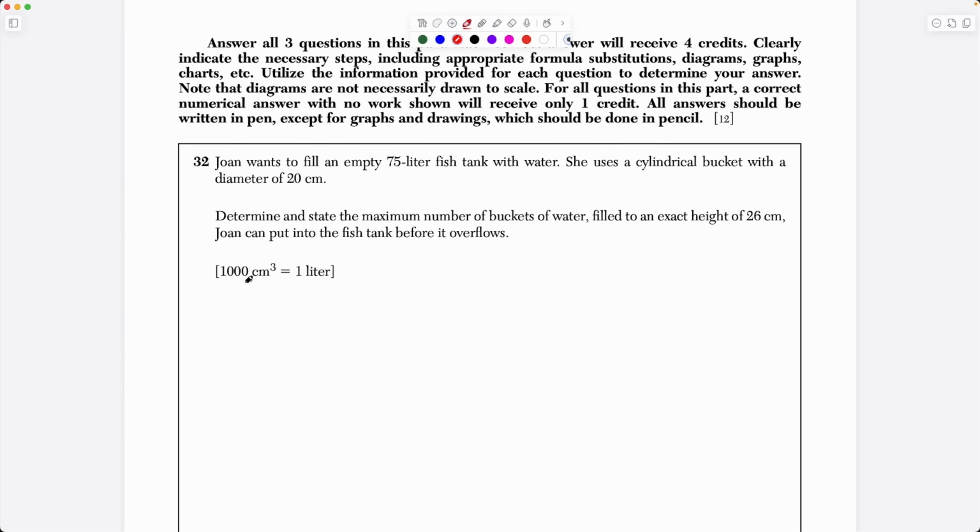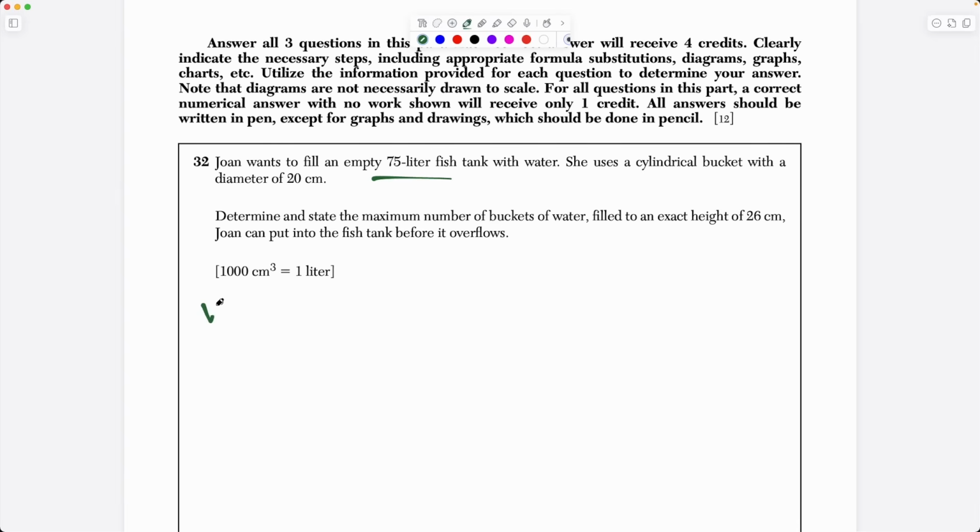And here we have 1,000 cubic centimeters equals 1 liter. Well, let's break this question down piece by piece. So we have Joan wants to fill an empty 75-liter fish tank with water. So the 75-liter fish tank is what's being filled with water. So let's think about what's the volume of the fish tank.